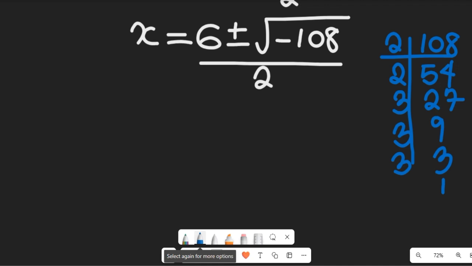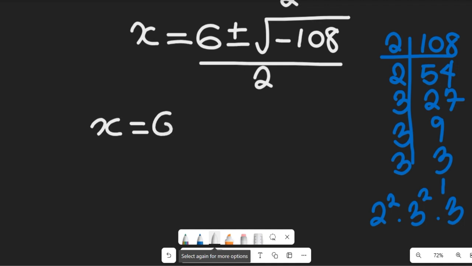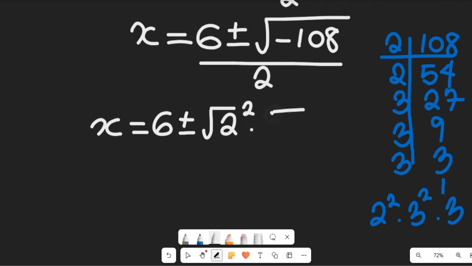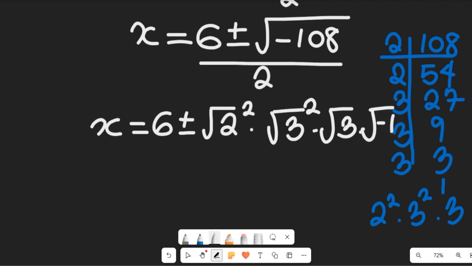So this expression is going to give us 2 squared multiplied by 3 squared and still multiplied by 3. So these are the factors of 108. So we'll have our x to be equal to 6 plus or minus the square root of 2 squared, the square root of 3 squared, multiplied by the square root of 3, and multiplied by the square root of negative 1, and all of these will be divided by 2.